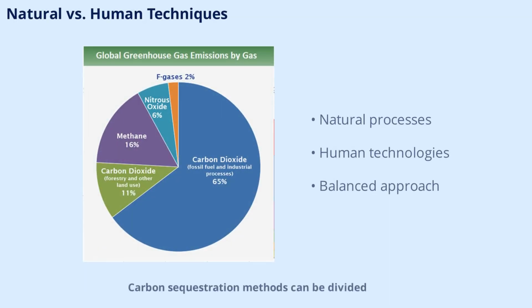Carbon sequestration methods can be divided into natural processes and human techniques. Natural processes include terrestrial sequestration, where plants and soils absorb CO2, and ocean sequestration, where marine life and water bodies play a role. On the other hand, human techniques involve advanced technologies like carbon capture and storage (CCS), which physically trap and store CO2 underground. Both approaches are necessary for a balanced and effective carbon management strategy.